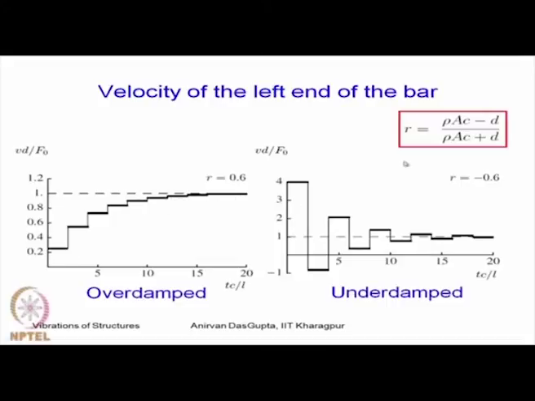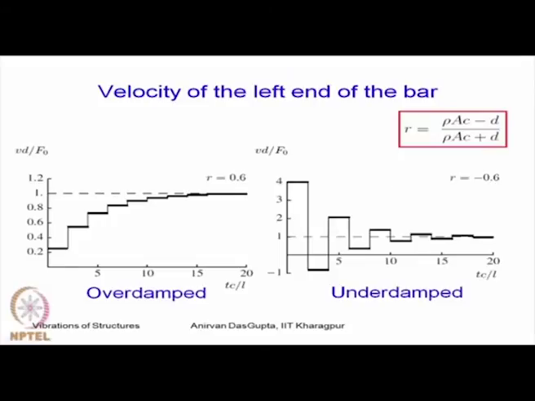On the other hand, if r is negative, which means d is greater than rho c, which is the impedance of the semi infinite bar, what we find is there is an oscillatory behavior before it settles down to this steady value, steady velocity f naught over d. So, what we conclude from here, when d is less than the impedance of the bar, then we obtain an overdamped kind of a response.